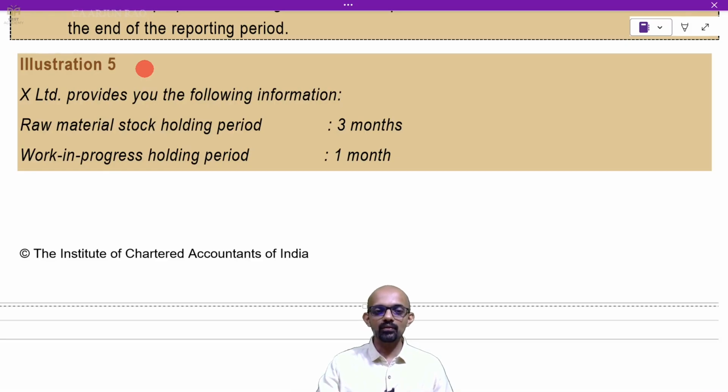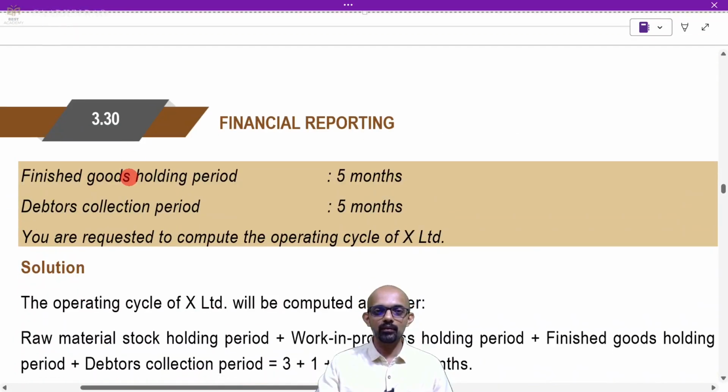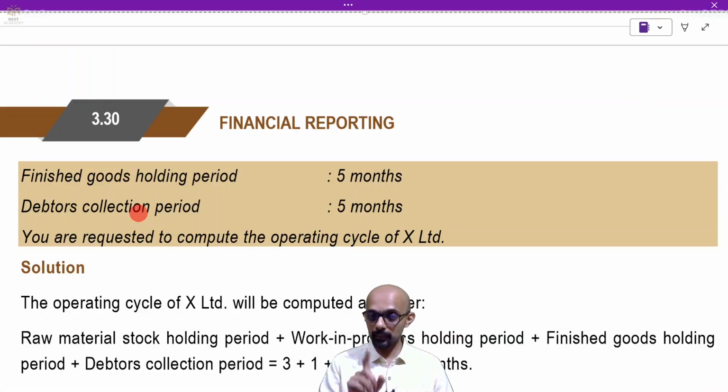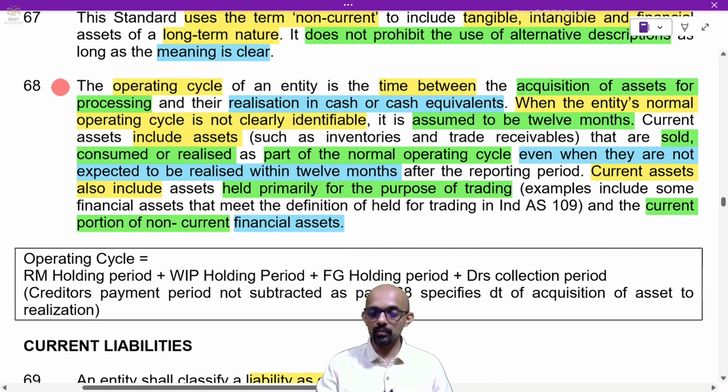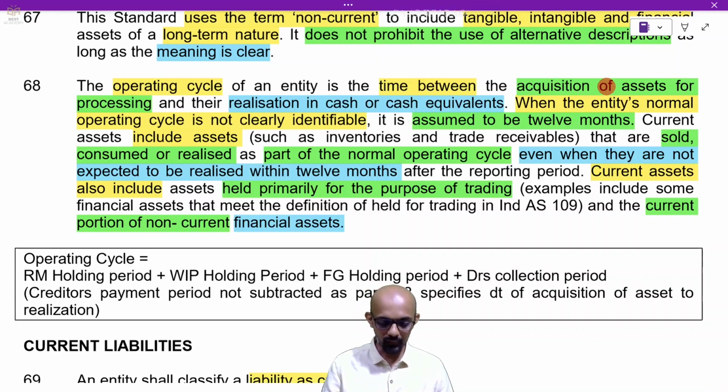So in illustration 5, they have given raw material holding period, WAP holding period, finished goods and debtors collection period. We just add everything to calculate the operating cycle. If creditors payment period was given, would we subtract it? No. Why? Because the definition of operating cycle is time between acquisition of assets, not time between payment for acquisition of assets. So if it was payment for acquisition of assets, then we would have to subtract the creditors payment period. So that's why we don't subtract it.